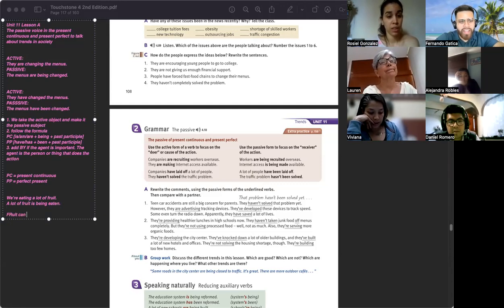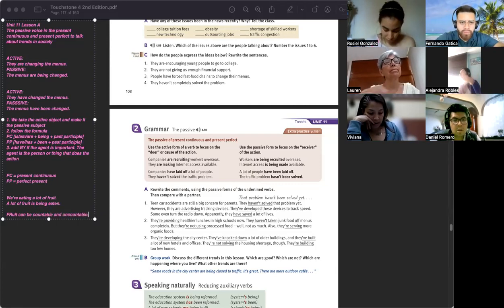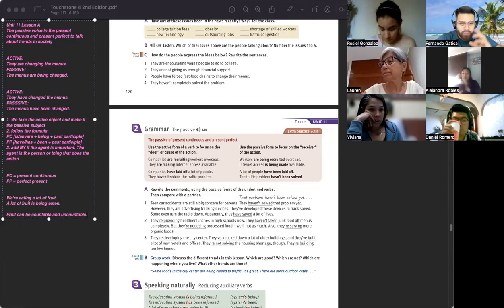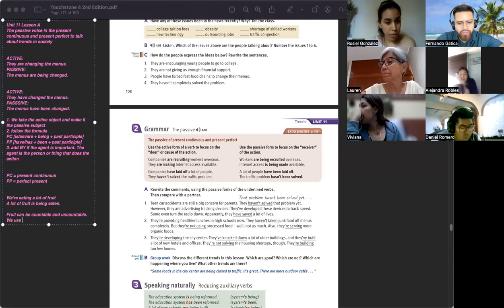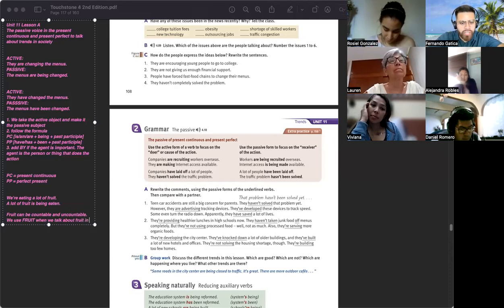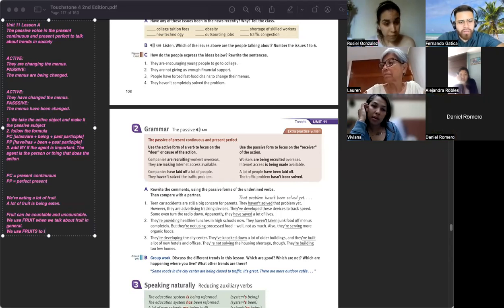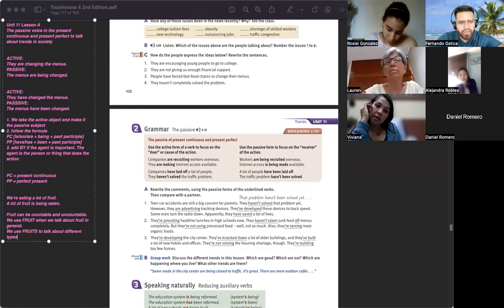So look, the word fruit is crazy, right? Fruit can be countable and uncountable. This is an important thing to know because sometimes you're going to see the word fruits and sometimes you're going to see the word fruit. We use fruit when we talk about fruit in general. And we use fruits to talk about different types. All right.